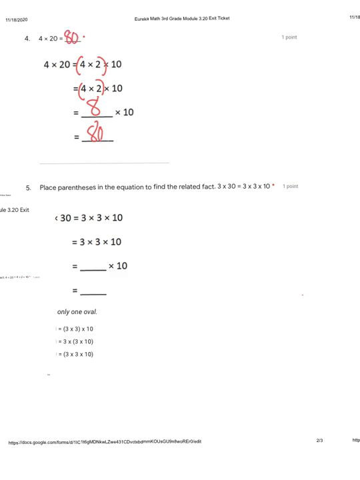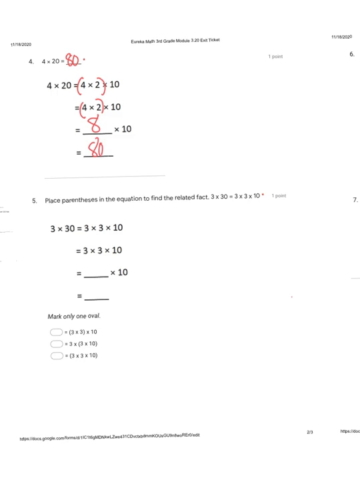Number 5, place parentheses in the equation to find the related fact of 3 times 30 equals 3 times 3 times 10. So because we want the related fact, we do not want to find 3 times 30. If the 3 times 10 is in parentheses, that is the same thing as 3 times 30. But we don't want the same fact. We want the related fact. So what we're going to do is try to figure out just a different way to get the same answer.